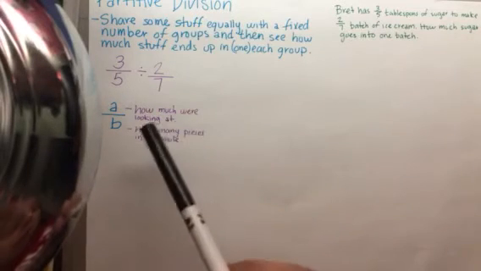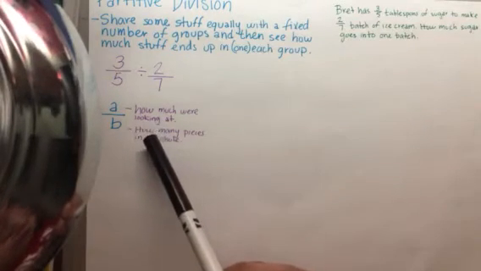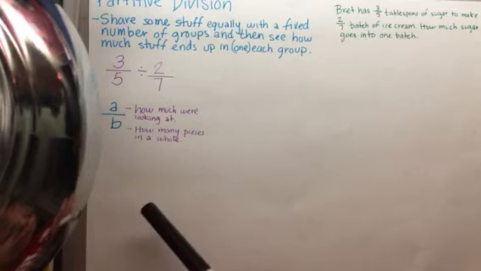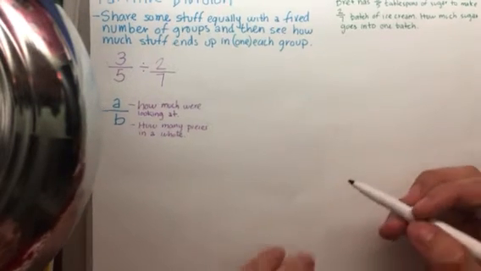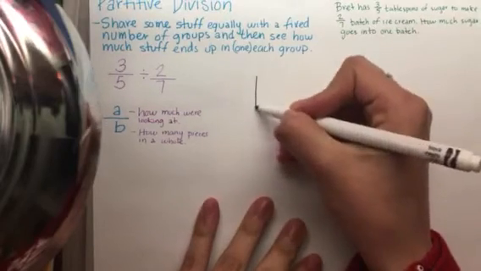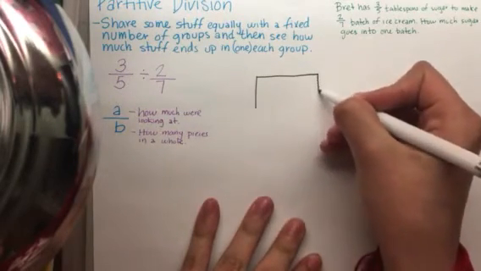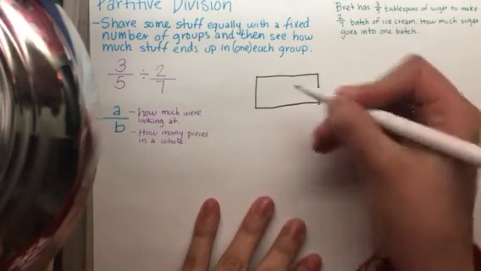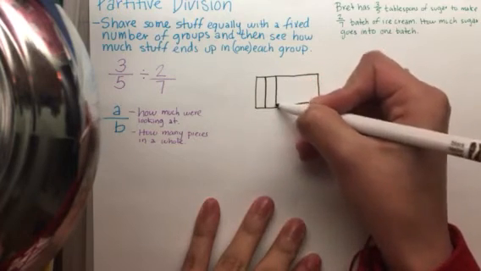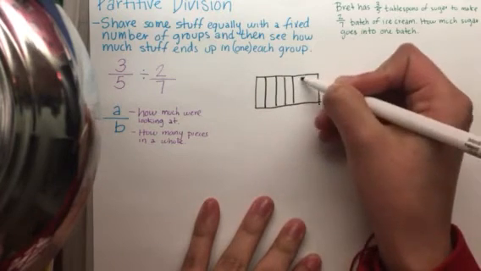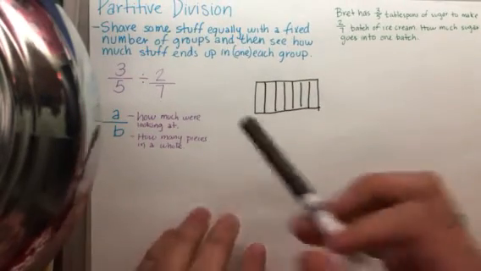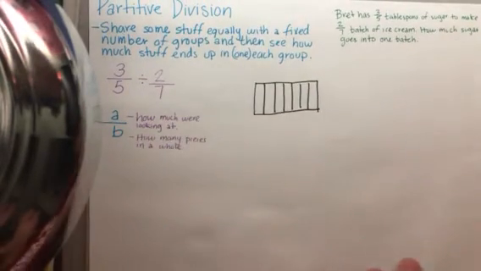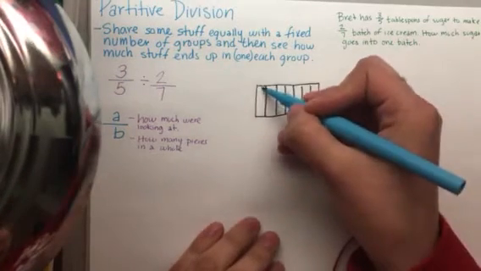So our top number is how much we're looking at, and the bottom number is how many pieces are in a whole. So we're going to start by looking at the 2/7. We're going to divide this by 7, and it says that we're looking at 2, so we're going to go ahead and shade 2 in.